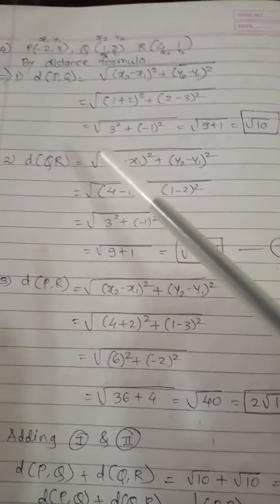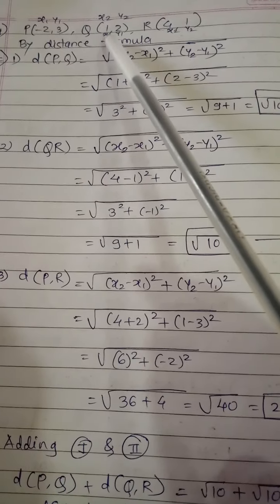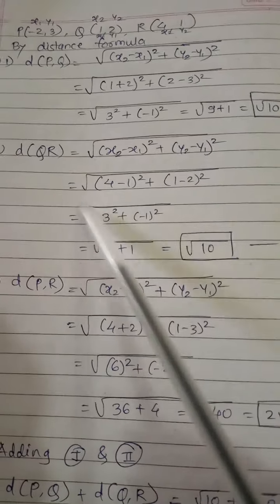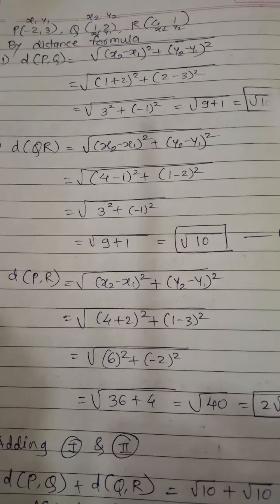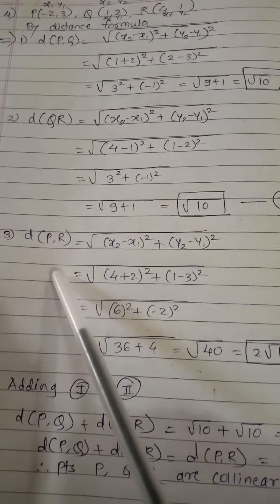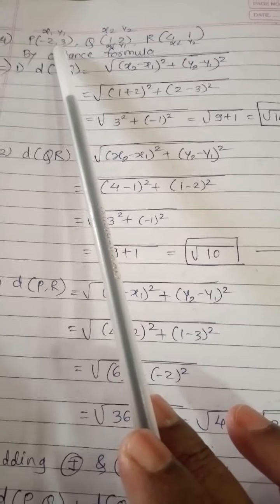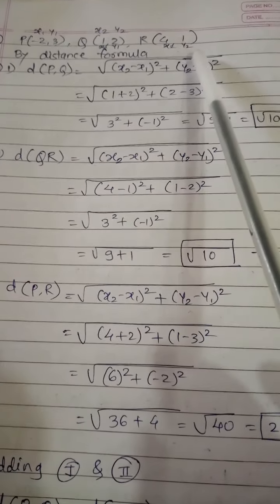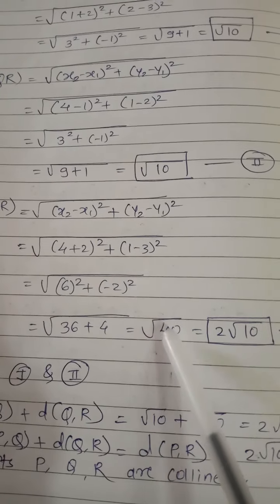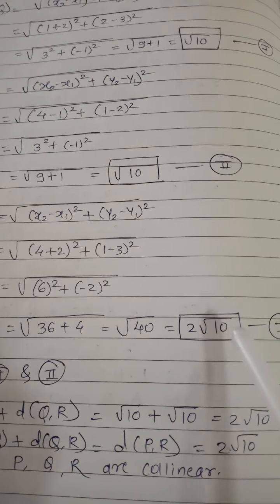Similarly we find distance QR. Here we consider Q as x1, y1 and R as x2, y2. Putting all these values, we follow the same procedure and again get root 10. Then we find the distance between PR. Here we consider P as x1, y1 and R as x2, y2, and put down the values in the distance formula. Again we get root 40. Taking factors, we get 2 root 10.